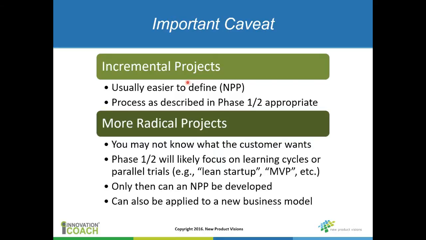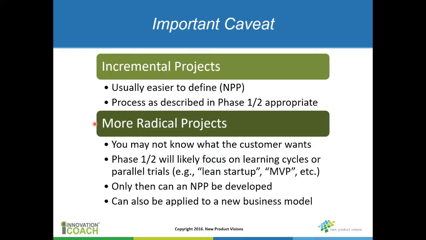Now, I want to point out an important caveat to the discussion about phase 1 and phase 2, and that is what I just described works really well for incremental projects. An existing product that you might be incrementally changing. Maybe you're changing just one aspect of it. These are projects where it's usually much easier to define that new product proposal. And the process that I just described for phase 1 and phase 2 works really, really well.